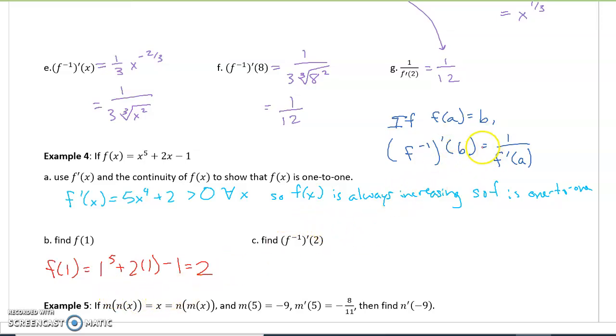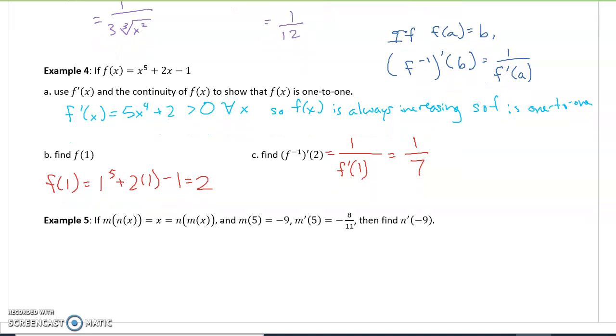So if this is to be believed, which I think it is, we know that this is going to equal the reciprocal of no longer the inverse, but the original function's derivative, not evaluated at 2 because 2 is the output, but rather the input that's associated with that output. So 1. Okay? There's only one input that's associated with 2 because f of x is 1 to 1. So we know for sure that f inverse prime of 2 is equal to 1 over f prime of 1. Well, f prime of 1 is 5 plus 2, or 7, so our answer is 1/7.